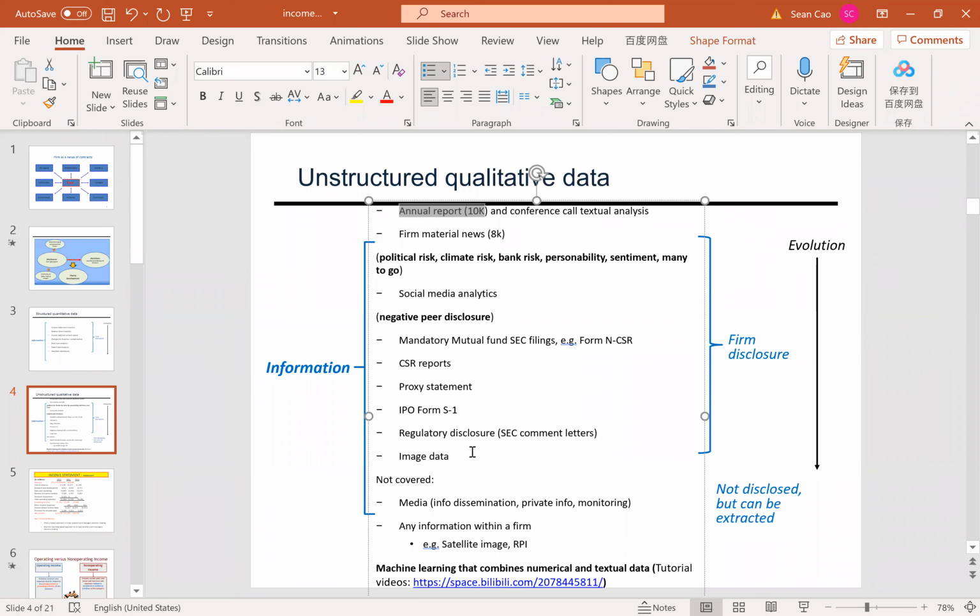That's the most important textual data. But there's a lot of other textual data available there. For example, you can calculate the political risk, climate risk. You can get the firm information from the firm's social media website. So the idea here is there's a lot of textual data about the firm available out there. For you guys, you can just do the 10K stuff. That's what we're going to do.